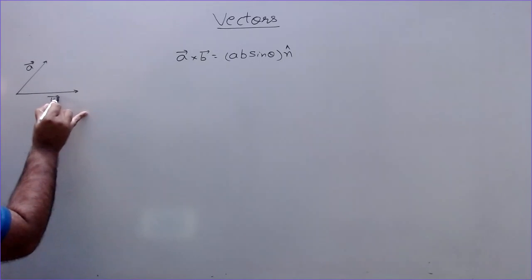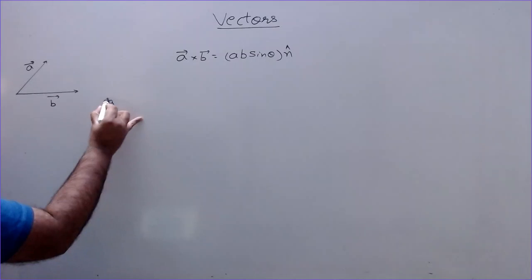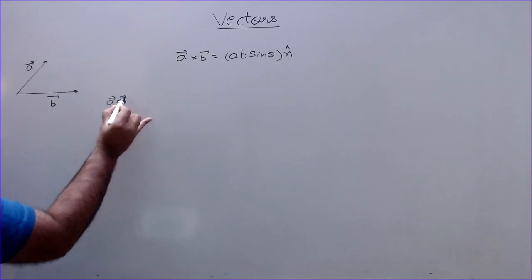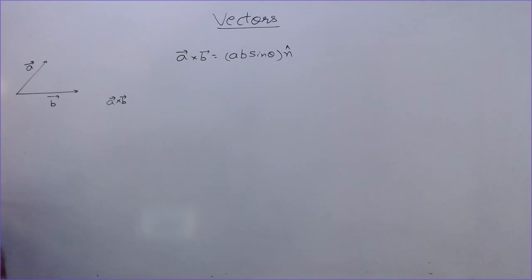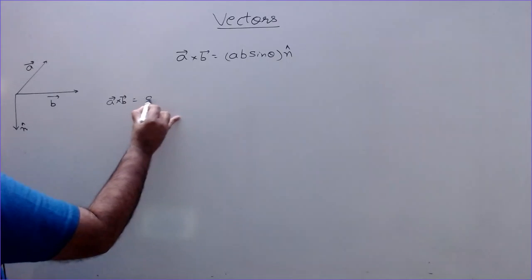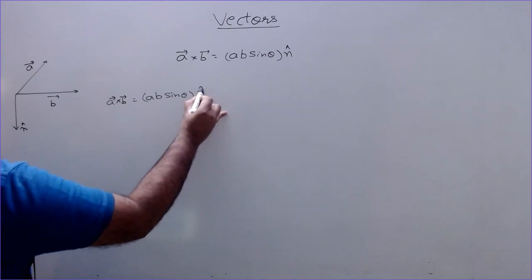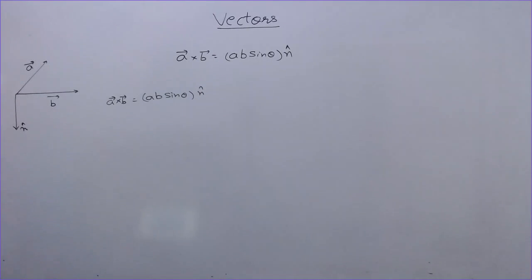They are in the same plane. So A cross B will be perpendicular to both, in the downward direction, and its magnitude is AB sine theta times the unit vector n. This shows only direction, nothing else.